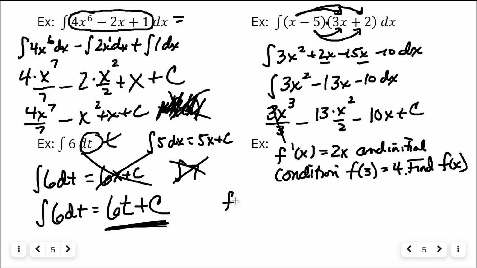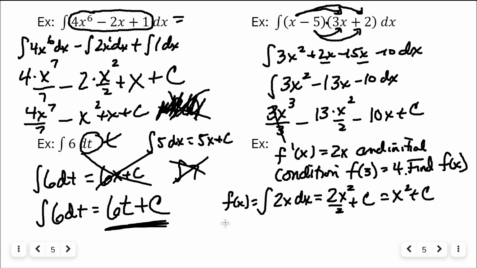So to find f of x, I'm going to have to integrate 2x with respect to x. The integral of 2x is just leave the 2 out, add 1 to the power, divide by what I get, stick a plus c on it. So I get x squared plus c. So now I know f of x is equal to x squared plus c.